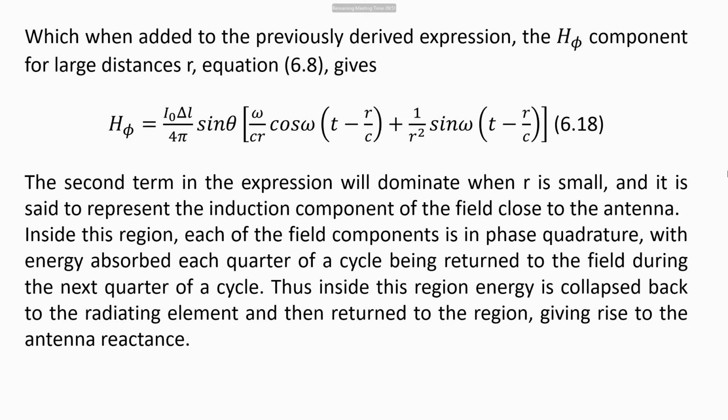So inside this region, each of the field components is in phase quadrature, with the energy absorbed each quarter of the cycle being returned to the field during the next quarter of a cycle. Thus inside this region, energy is collapsed back to the radiating element and then returned to the region, giving rise to the antenna reactance. So it is again the near field of the magnetic part.